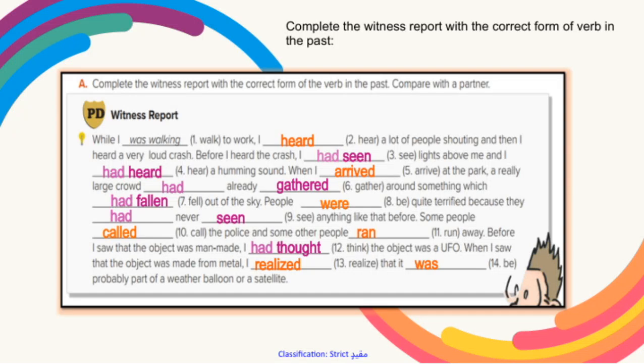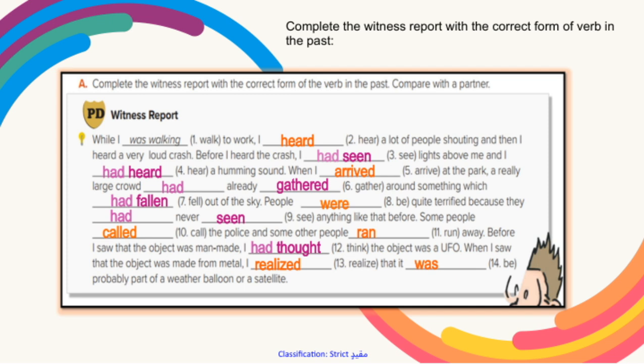Now, let's look at how we complete the witness report using the correct form of the verbs in the past tense. First, notice that some verbs, like "had," are used in multiple contexts, so it's important to choose the right form based on the sentence. For example, "had" can indicate possession or an action completed before another past action. Next, verbs like "were" and "was" are the past forms of "are" and "is," and they describe states or conditions in the past. Then we have "seen," "heard," "fallen," which are past participles used with auxiliary verbs like "had" or "had seen" to form perfect tenses.